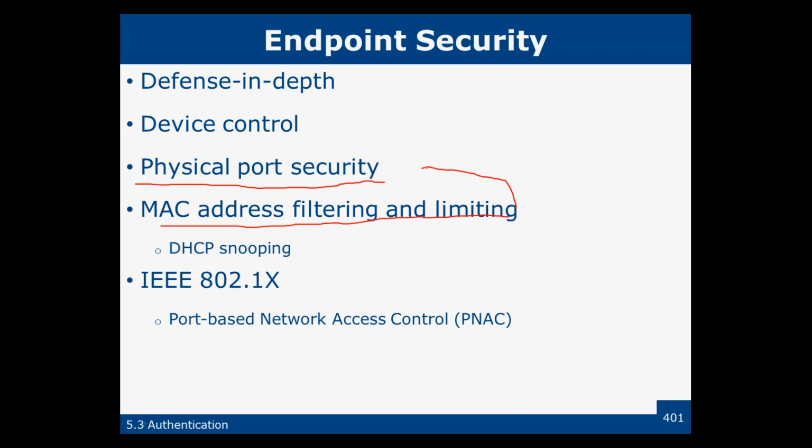DHCP snooping is something that only allows DHCP addresses from specified ports on the switch, so that somebody can't put a rogue DHCP server into the network. I've done that accidentally before, during a class. I got on a network that I didn't know I was on, and I started giving out addresses. It shut down a whole lot of people because they got addresses that weren't routable on the network that they were on.